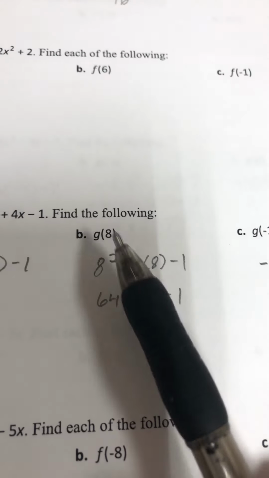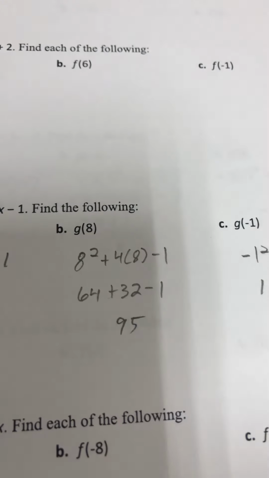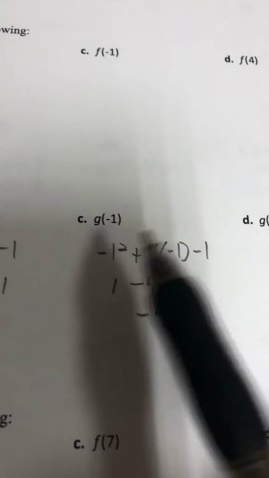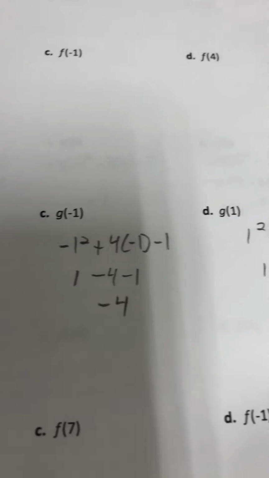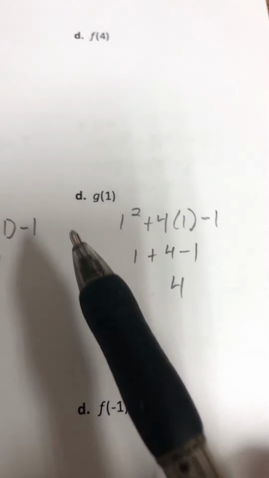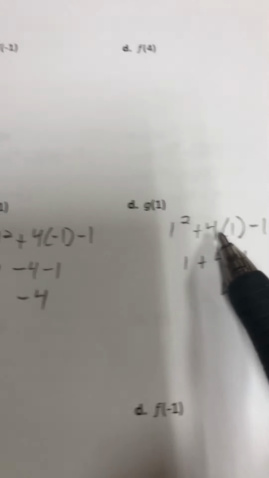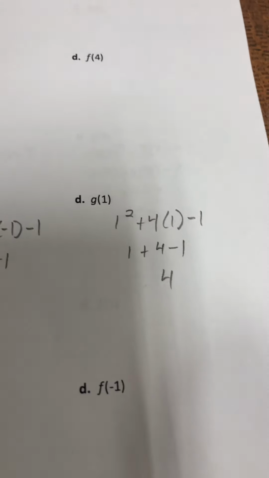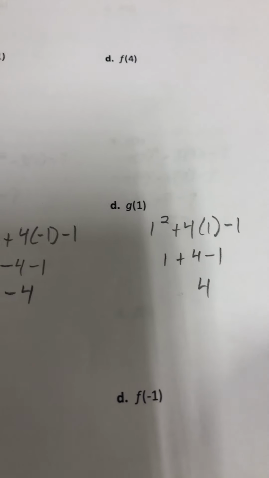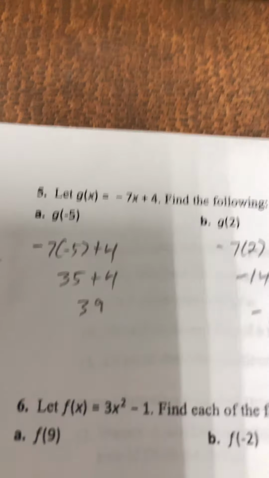And then B, substituting in 8 for your x value, C, substituting -1 for your x value, and for D, substituting 1 for your x value. Notice the difference between -1 and 1 in what you end up getting. And then you have, like I said, order of operations after that. Just a couple more.